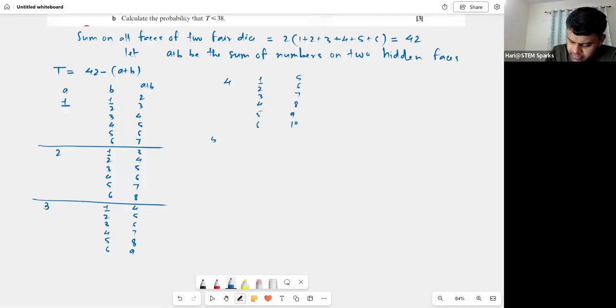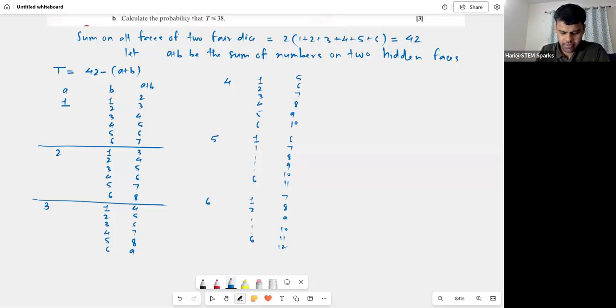Next case, when the hidden face of the first die is 5, the hidden face of the second die may have any value from 1 to 6, right? So the sum will be 6, 7, 8, 9, 10 and 11. And the last case, when the hidden face of the first die is 6, the other one may have 1 and so on until 6, so this will be 7, 8, 9, 10, 11 and 12. Clear? If you count all of them, they should be 36.